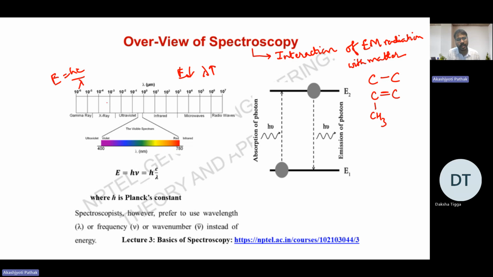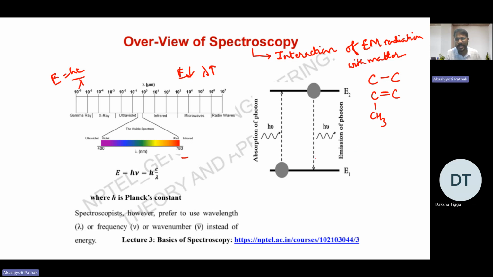In this electromagnetic spectrum, this is the visible region. This lies in the wavelength range starting from 400 nanometer to 780 nanometer. And other than this, at lower wavelengths, as we move towards here, the wavelength decreases, but your frequency increases. Okay.